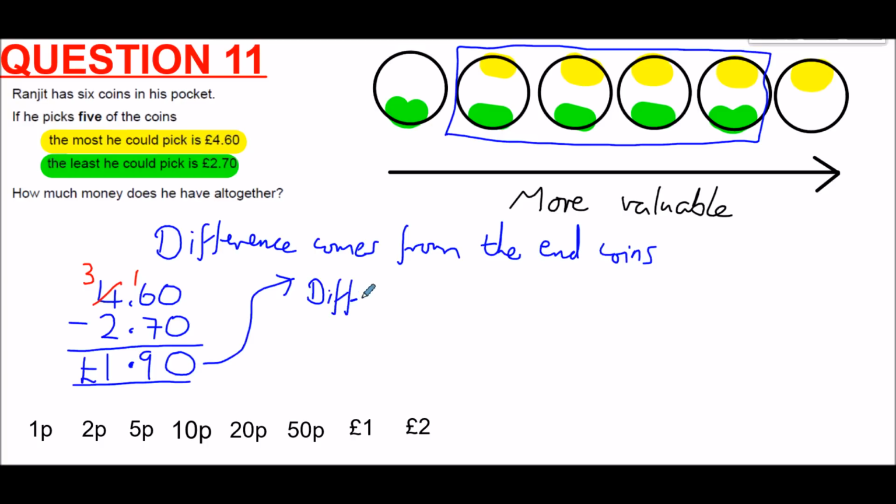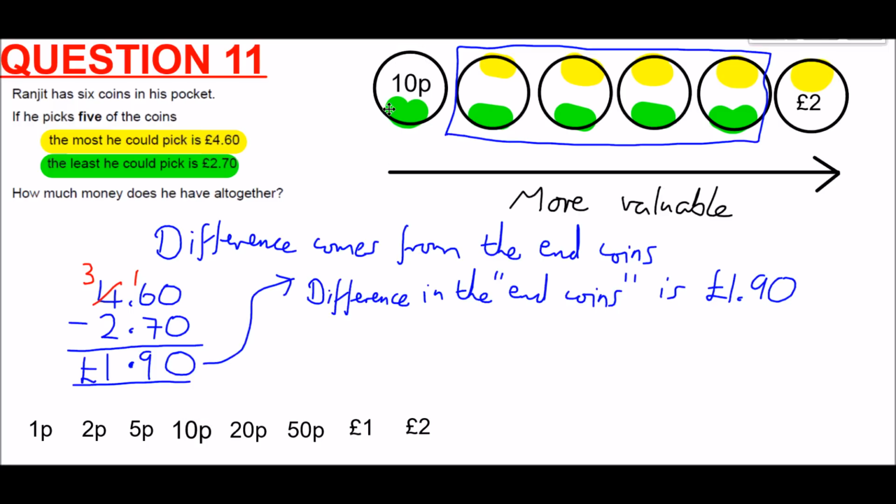the difference in the end coins, the one at the left and the one on the right, is £1.90. Now there's only one way that could happen, where the difference between two coins is £1.90, and that must be that one coin is £2 and the other coin must be 10p. Now you know that the cheapest is 10p and the most valuable coin is £2. That makes it much easier to work out what the other coins must be.